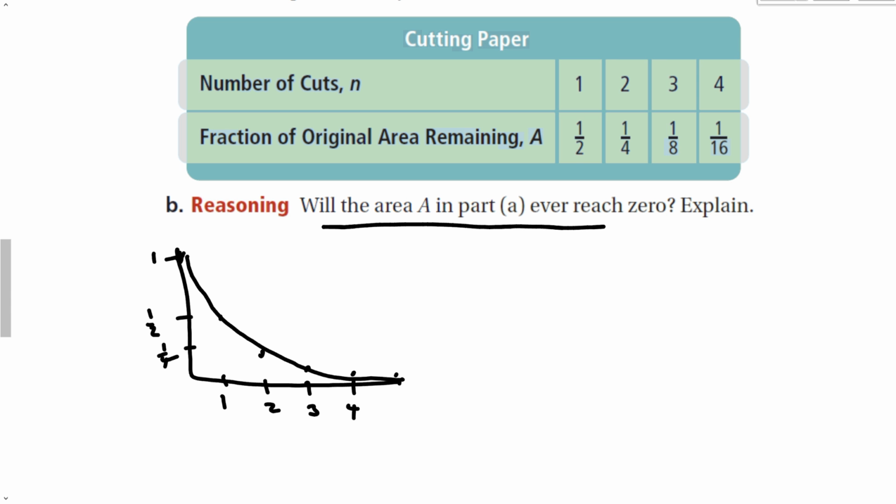And will it ever reach 0? And the answer is no, because you can always cut half of it. And the denominator will continue to get larger and larger, but it will never actually be 0. Now, of course, that's not realistic. You can't actually cut a paper an infinite number of times. Eventually, the piece of paper will be so small that you can't actually get your scissors to cut it. But for mathematical purposes, we can say that it's not possible.